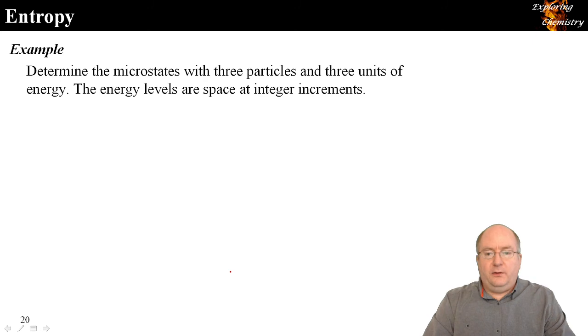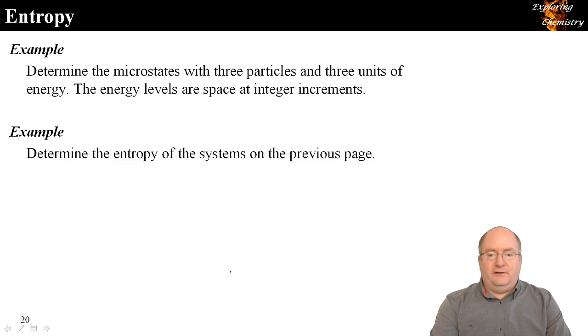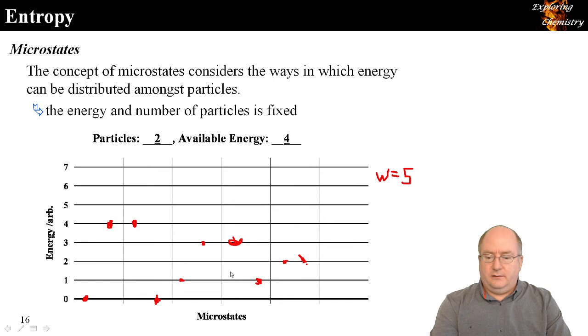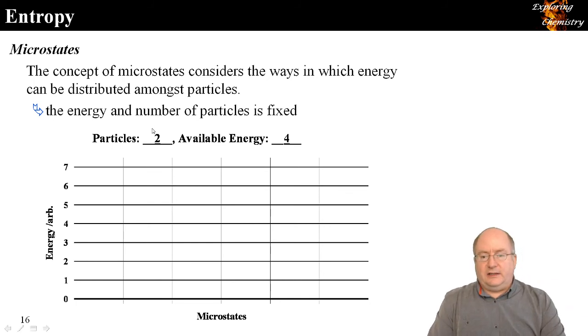So for example, we want to determine the number of microstates with 3 particles and 3 units of energy, and energy levels are spaced at integer increments. And then we want to determine the entropy of the systems, or at least one of those systems. So I'm just going to go back up just a tiny bit to this one right here. And here is my energy level diagram, except now I'm working with 3 particles and 3 units of energy.